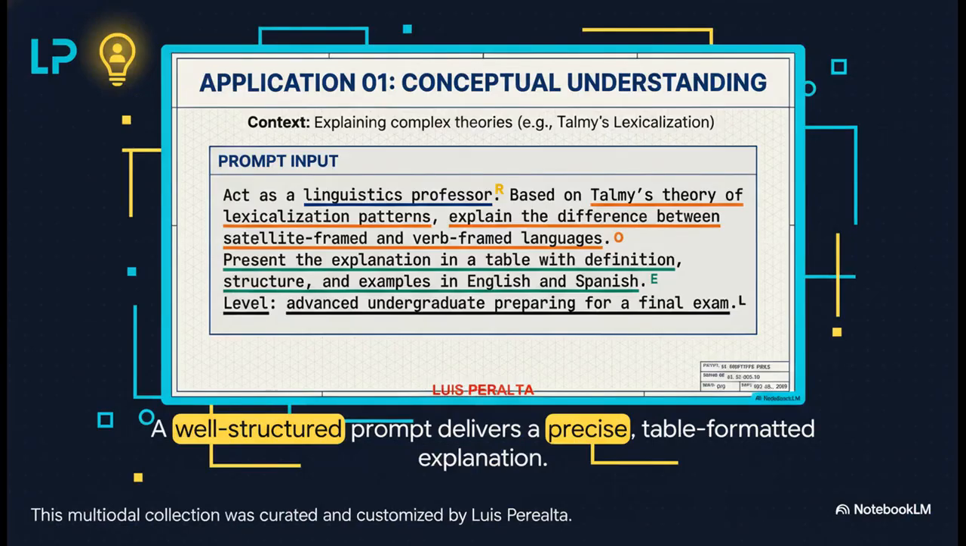Take a look at this. Instead of that lazy prompt, explain Talmy's lexicalization, this one assigns the AI the role of a professor, gives it a specific objective, demands a table format, and sets the difficulty. And the result? It's a clear, structured, incredibly useful explanation. It's the difference between a fuzzy idea and real understanding.